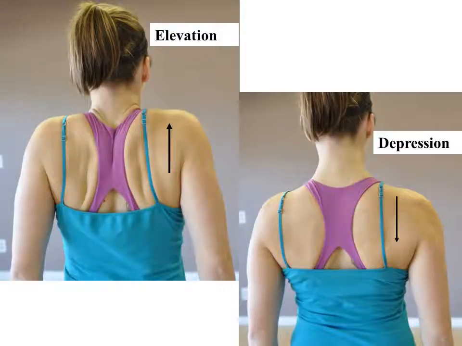Elevation and depression also refers to the action at the scapula. If you move your shoulder blades up, that's elevation. If you move your shoulder blades down, that's called depression. So you can see how much movement we do have at the scapula.